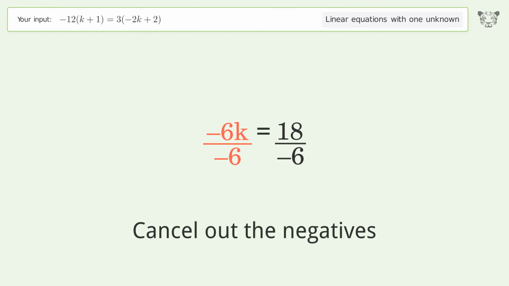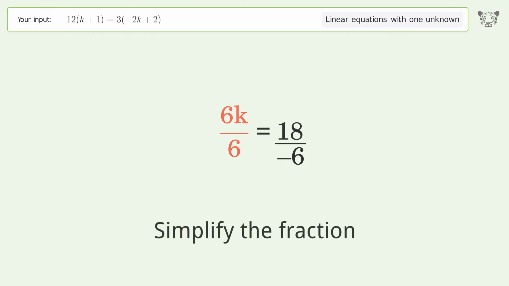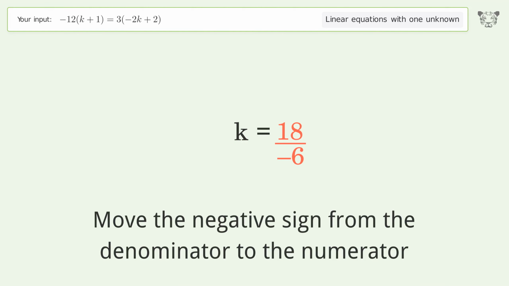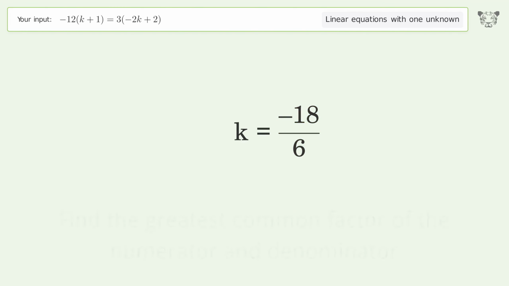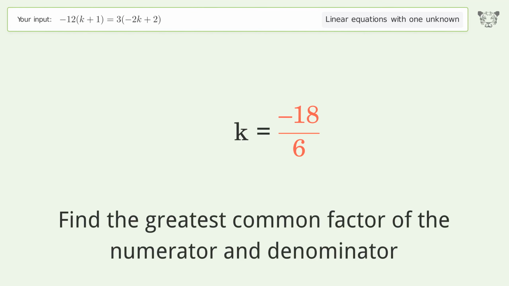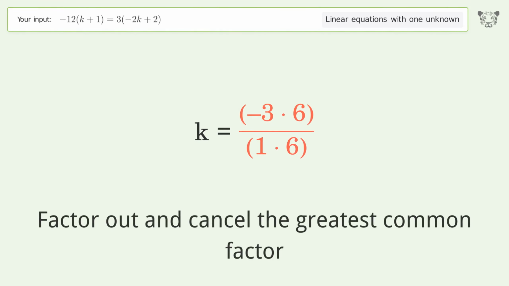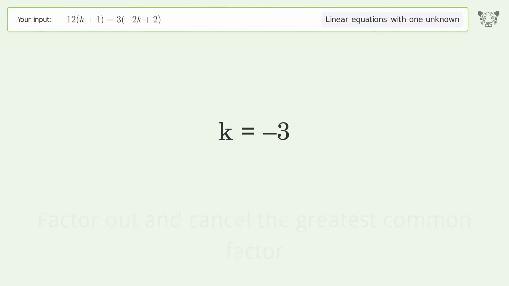Cancel out the negatives. Simplify the fraction. Move the negative sign from the denominator to the numerator. Find the greatest common factor of the numerator and denominator. Factor out and cancel the greatest common factor. And so the final result is k equals -3.